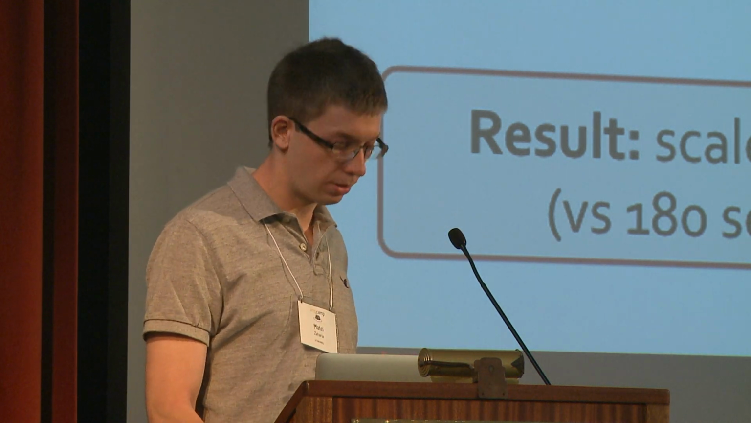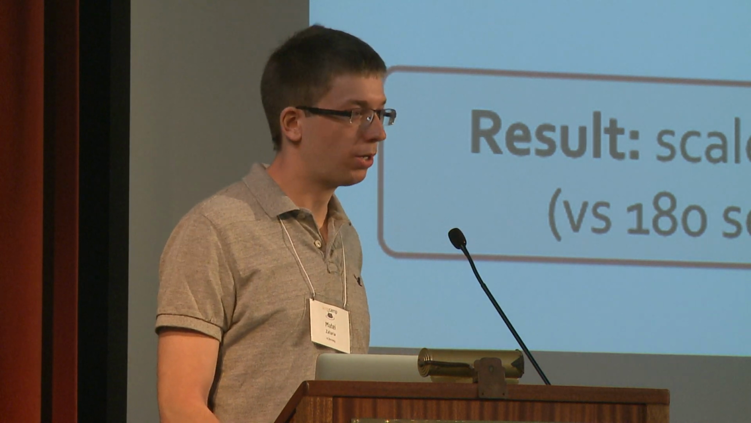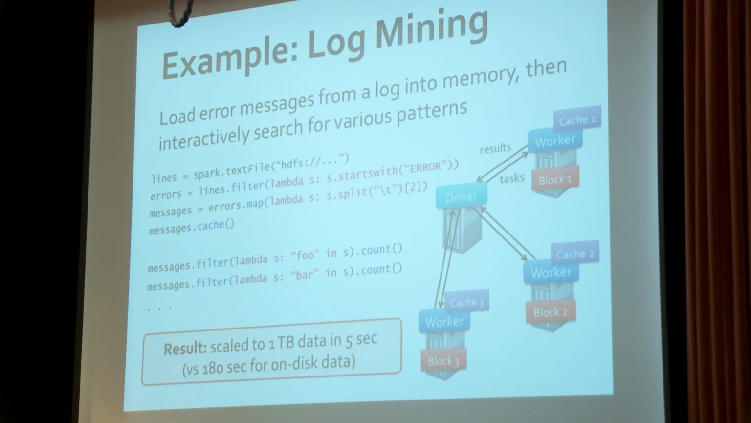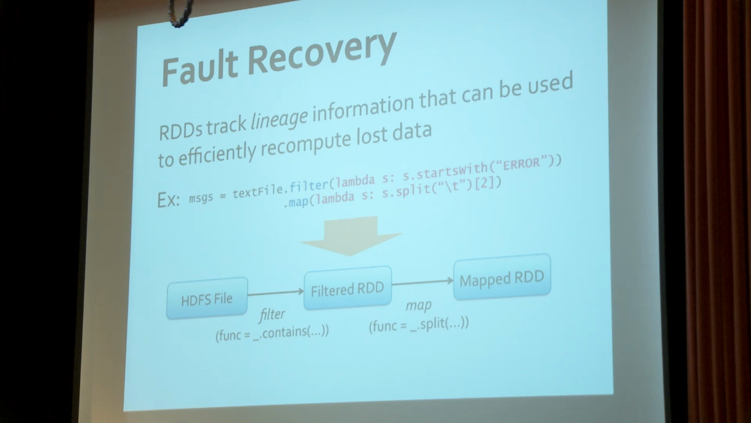So the other thing I want to mention with RDDs that is cool about the model is how it provides fault recovery. All the data sets you build out of these transformations remember their lineage, which is the series of transformations you used to build them. And they can use this to efficiently recompute data if one of your nodes crashes and you lose that out of the cache. So in this example, we had a text file, we did a filter, and then we did a map. Spark is going to remember this chain of operations.